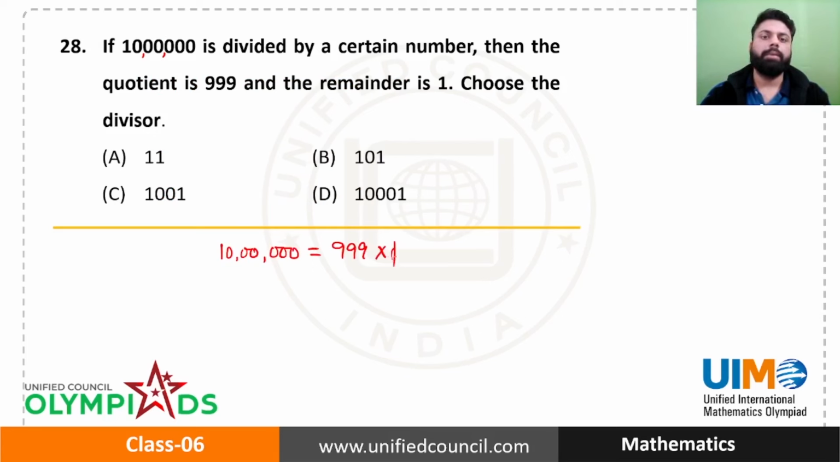999 multiplied by P, and the remainder is 1. So if you take the value of P equal to 999 divided by 999, one time, then double zero, and then one time, that is 1001. C option is the correct answer.